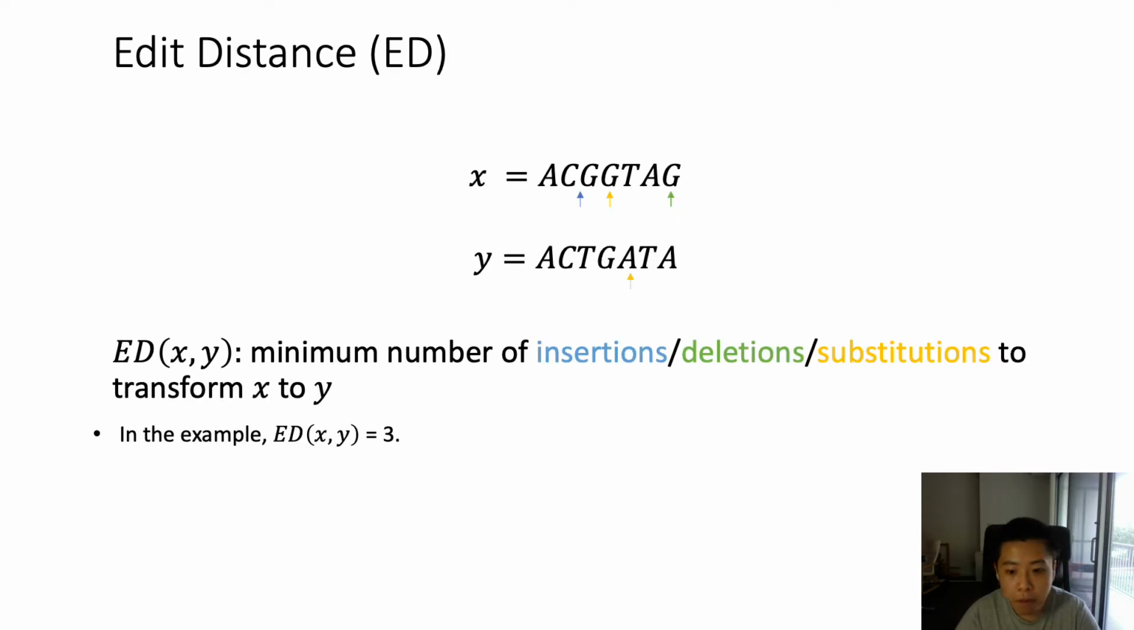So let me first give a brief introduction to the problem studied in this work. The edit distance between two strings x and y is defined by the minimum number of insertions, deletions, or substitutions that is required to transform x to y. For example, here we can first insert a symbol t after the first two symbols in x, and then substitute this g with an a, and finally delete the last symbol g. And you can check that this is the optimal way to transform x to y. So the edit distance between x and y is 3 in this example.